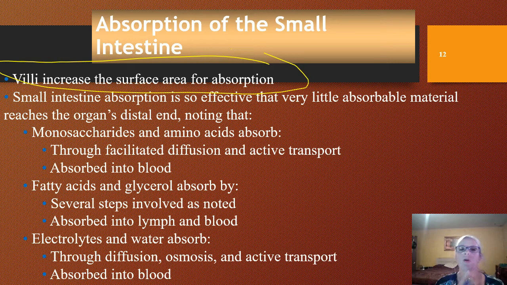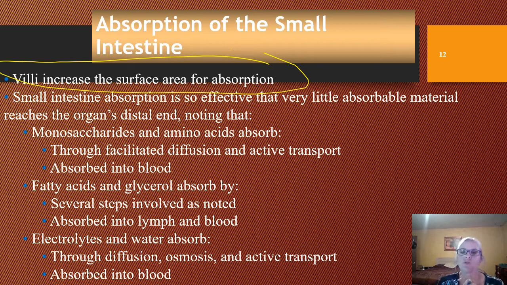Increased surface area, okay? They make the small intestines really the most important absorption organ of the alimentary canal. This is where the most absorption occurs. Very, very effective, and there's very, very little material that we don't get absorbed at the end because we have so much surface area that will absorb these things, okay?